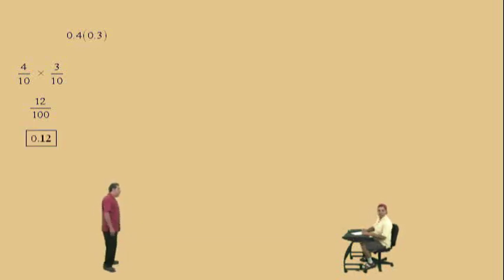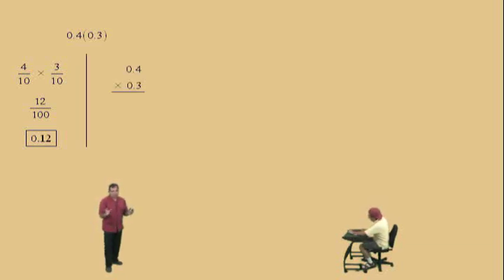Very nice, and now let's use the vertical format. Now, when you use the vertical format for multiplication with decimals, you don't have to line up the decimals. Although it looks like we did, right? Okay, now, let's do our multiplication, Charlie. 3 times 4? 12. 12, carry the 1. 3 times 0 is 0, plus 1 is 1, right?